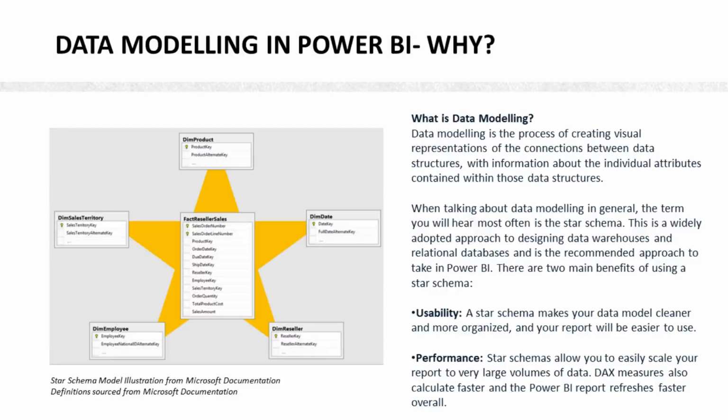But here we've got two benefits listed with regards to a star schema. So usability, like I said, it makes it cleaner and organized. And there's also the performance element. So scalability is a huge bonus. And also you see the dimensions around this fact table. So the fact tables are more transactional data. We can see foreign keys referenced there, which are just the primary keys from each of those dimensions so that we can connect things effectively.